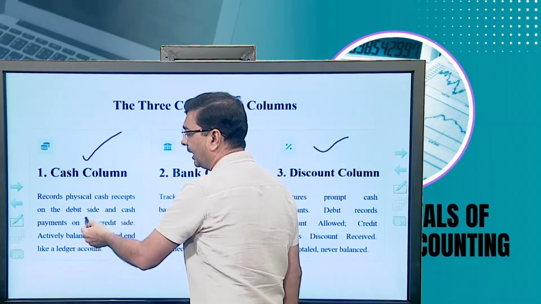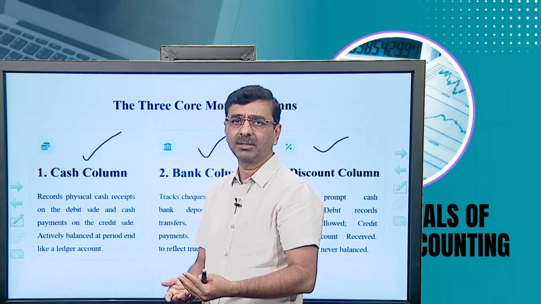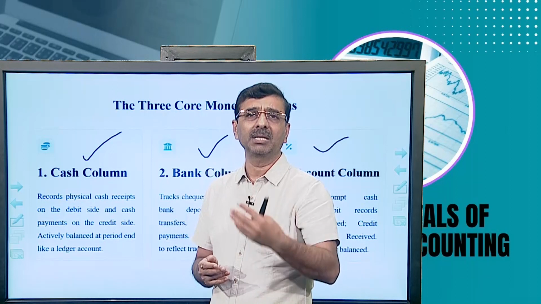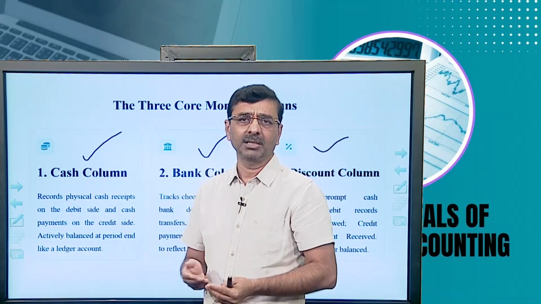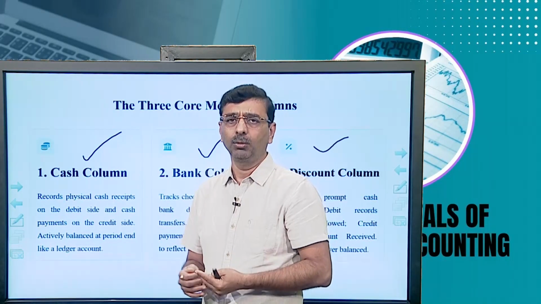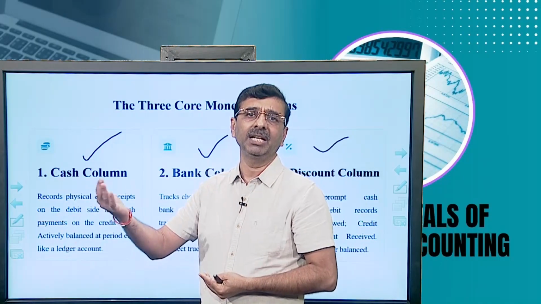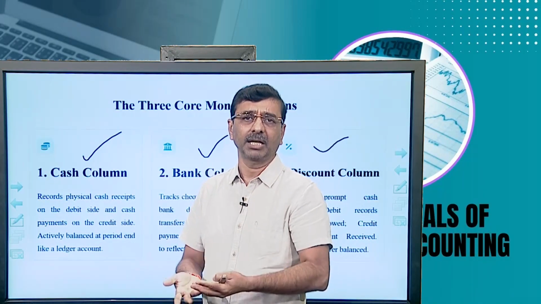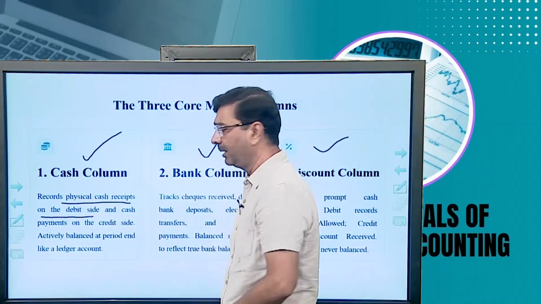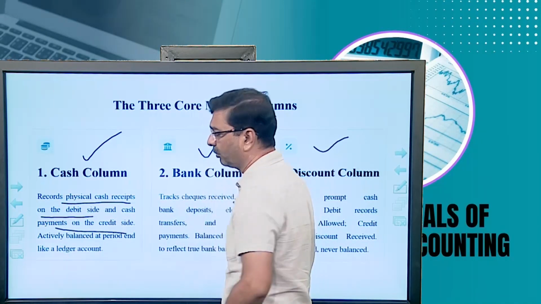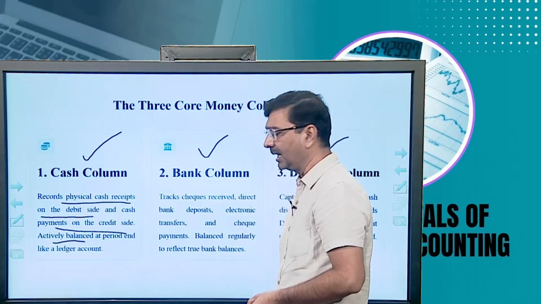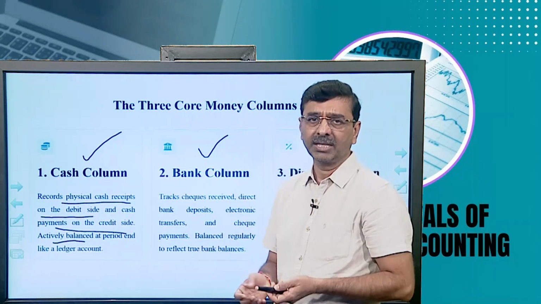The cash column shows any cash transactions, physical cash transactions, maybe the cash payments to the customers, or the cash payments at the time of any expenses paid. So all the transactions will be recorded here, as well as any amount received in the form of cash, or if you are receiving any income in a cash format, that is also to be considered here. So physical cash receipts will be recorded on the debit side, and any physical cash payments will be recorded on the credit side.